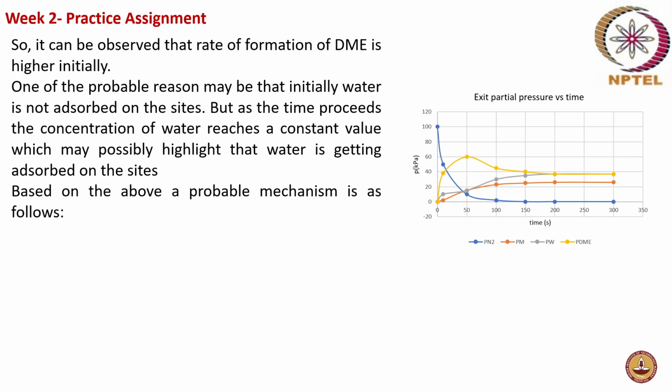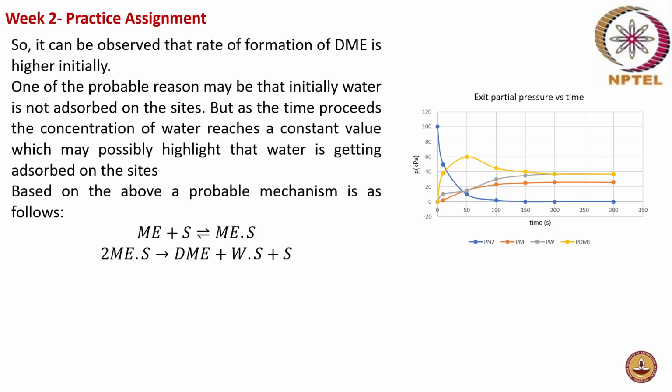So based on this probable mechanism that was discussed, the rate law can be as follows. The probable mechanism of reaction can be as follows. Obviously it is a catalytic reaction, so this methanol should get adsorbed to the active site for the reaction to happen, right? That will be the first step. So methanol gets adsorbed reversibly on the active site.